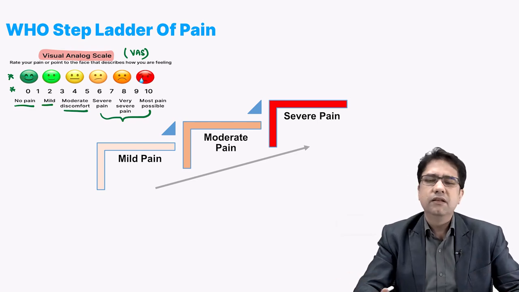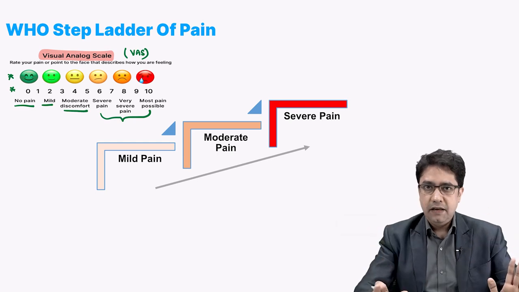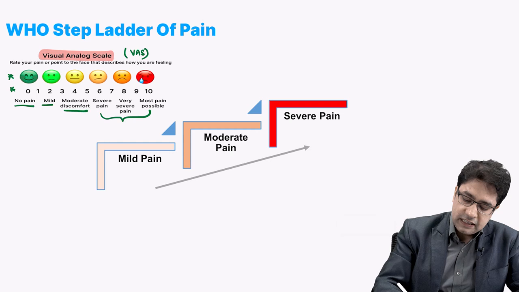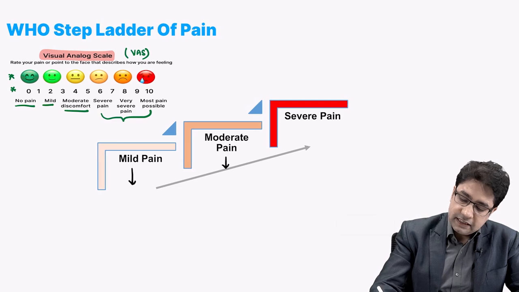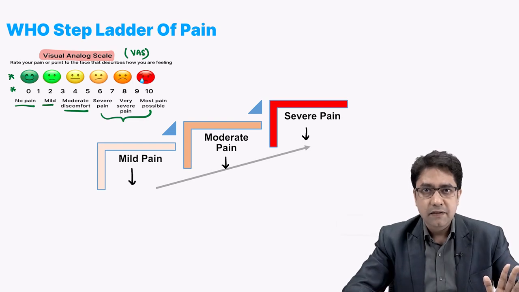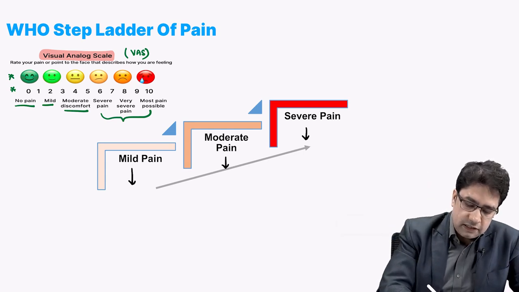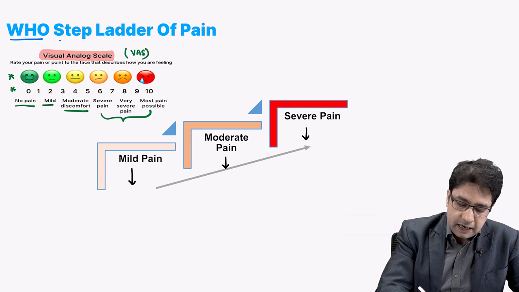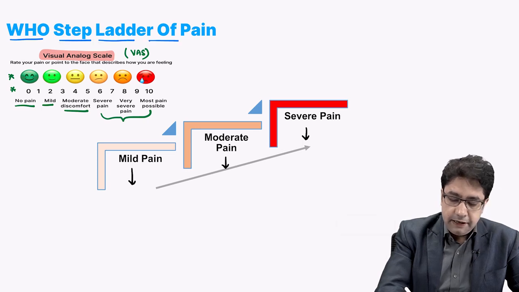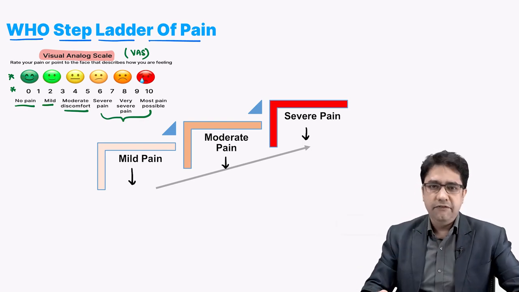We don't have to remember this VAS scale. But we have now understood we can assess the severity of pain by the VAS scale. Now, if the patient is having mild pain, moderate pain and severe pain, can we say that the pain intensity is increasing? So this chart, this step ladder, which we use is known as the WHO step ladder of pain. In the WHO step ladder of pain, we classify the pain into mild, moderate and severe.